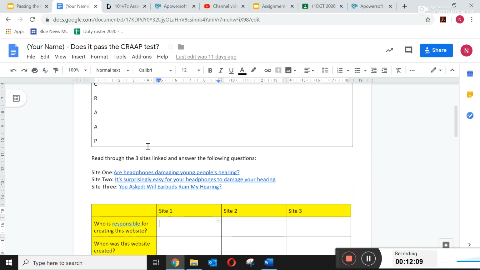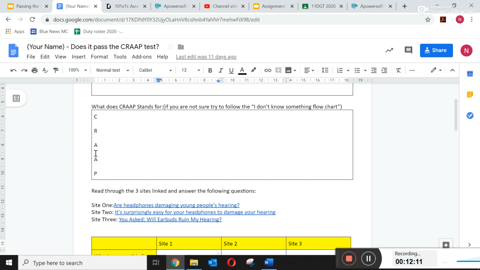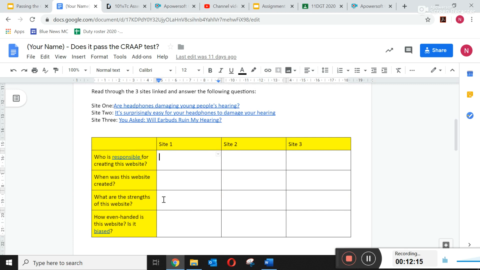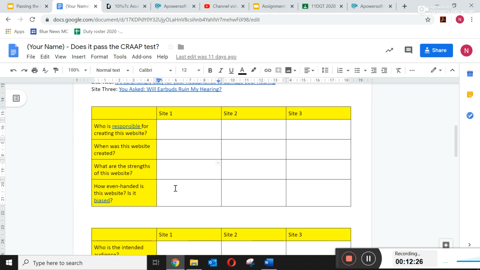What are the strengths of this website? For this, I want you to pick one of the letters, currency, relevance, purpose, and so on. And I want you to explain why that website has currency or is relevant or has authority. Go in depth about why it does have that strength.